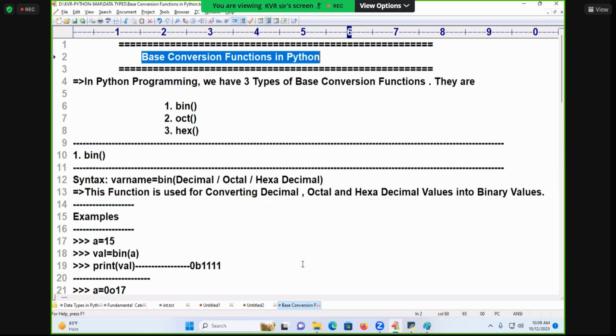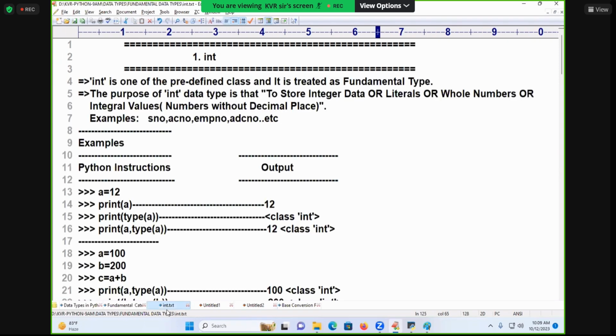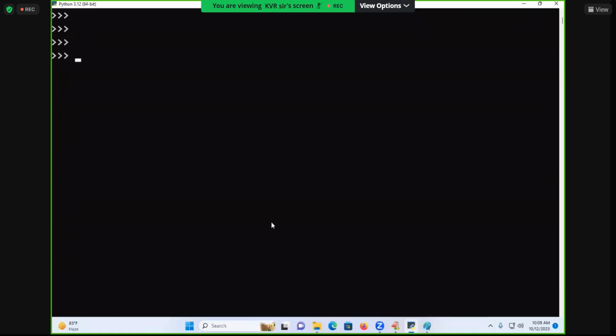Now I will move to another data type. What is the other data type? Float data type. Good. So, coming to the float data type. What is int data type? Int is a predefined class. Now I am asking one question. Of course, any of you will answer wrong only. One more beautiful question. Who will answer?